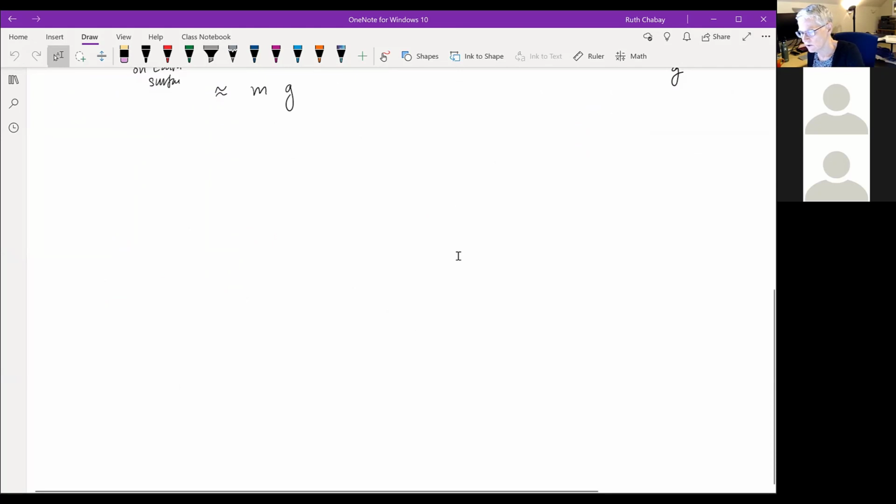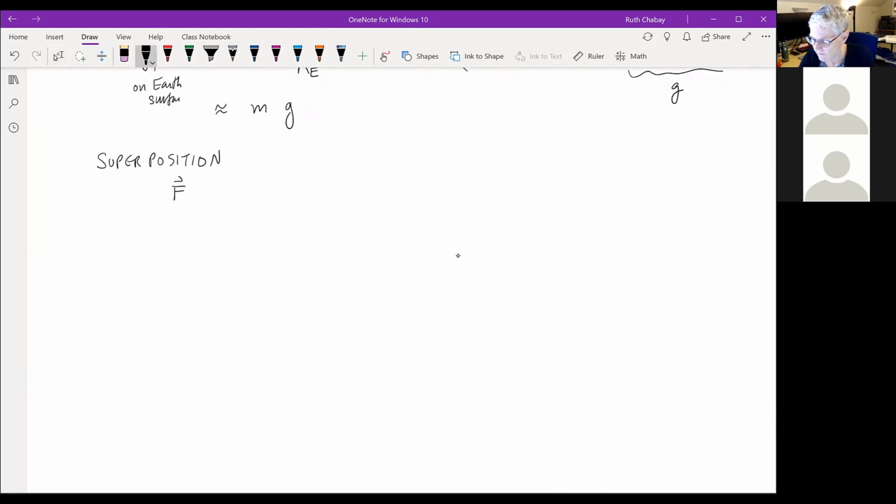So now let's talk about what happens when you've got more than one object in the surroundings. So, superposition. Superposition of forces means, as we've talked about before, that to get the net force on something, you just add up all the separate forces acting on it. So in this case, it says F net is the sum of all the individual Fi's from surroundings. But it also says something else: each of these individual forces is unchanged by the presence of other objects in the surroundings.